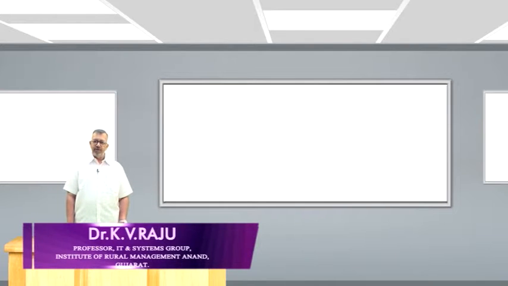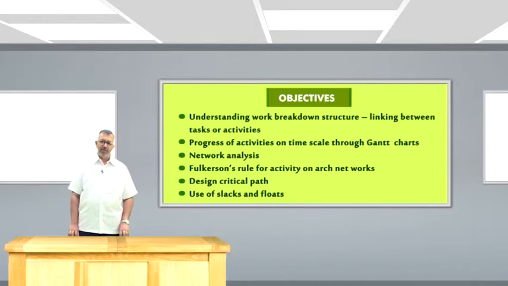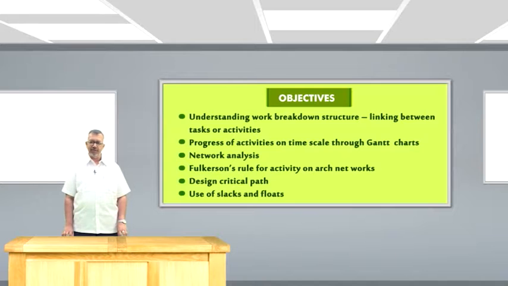So, the session objective is to begin with the work breakdown structures. What exactly does a work breakdown structure involve? We all know the project consists of several works to be done, and all these works can be further subdivided into several tasks or activities, and then we group them, organize them and sequence them in such a manner that we have a good understanding of the total work and also what tasks and activities it consists of. Then the progress of these activities on the time scale through Gantt charts. This is another thing which we will try to learn in this class.